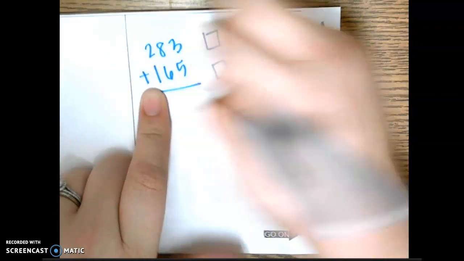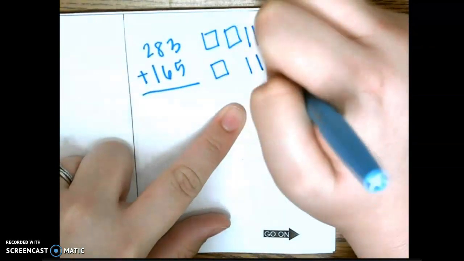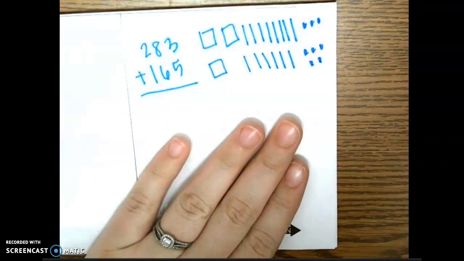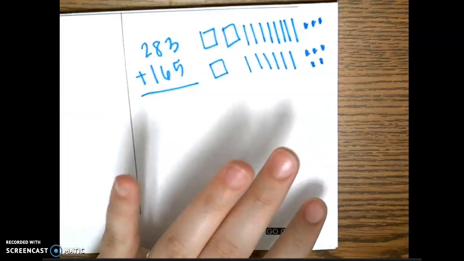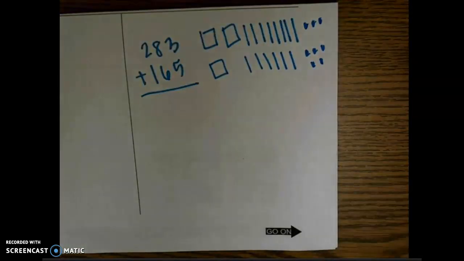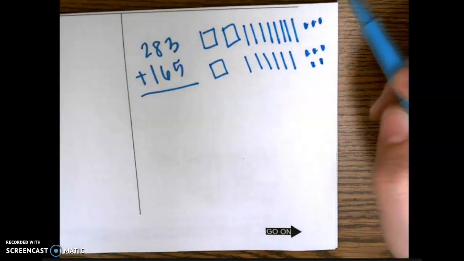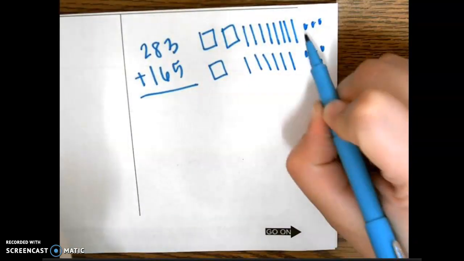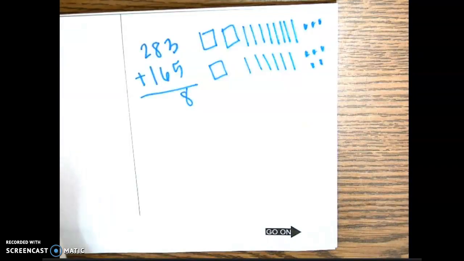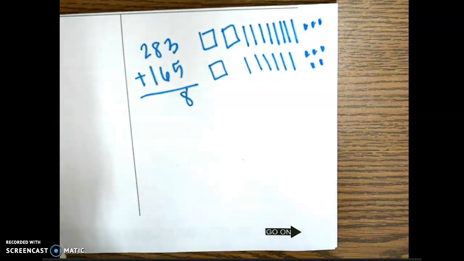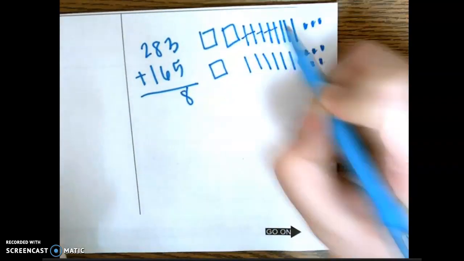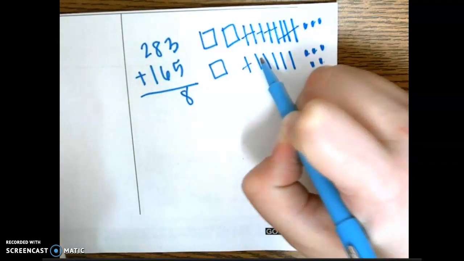165: 100, 10, 20, 30, 40, 50, 60, 1, 2, 3, 4, 5. When I'm adding up my base 10 blocks, I try to keep them lined up with the correct place value as much as possible. It's not always possible, but sometimes it is, okay? So I'm going to start adding 1, 2, 3, 4, 5, 6, 7, 8. There's nothing to regroup in my ones. In my tens, though, I'm pretty sure there's going to be some regrouping. 10, 20, 30, 40, 50, 60, 70, 80, 90, 100.